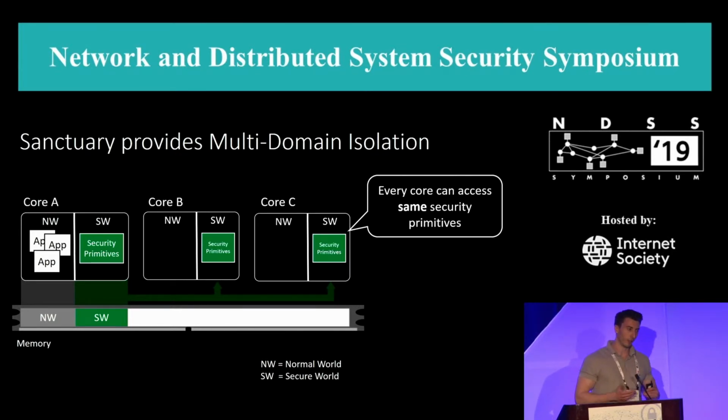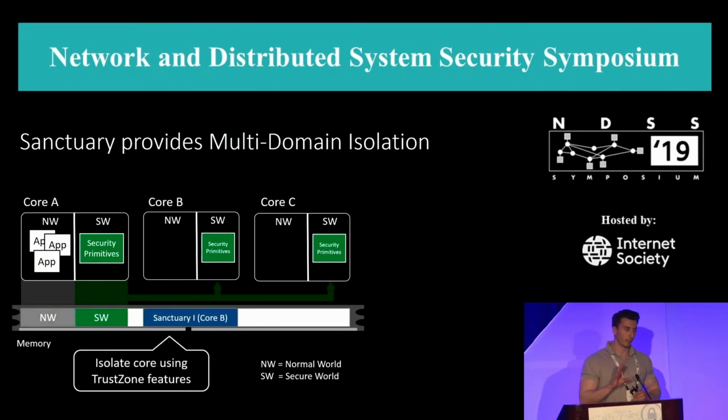And now at one point in time, we might want to execute a sensitive app. What Sanctuary is doing is that we are using TrustZone features to isolate one of the physical cores. And if we have done that, then we can run a sensitive app as a user space enclave in the normal world, but only on this core.